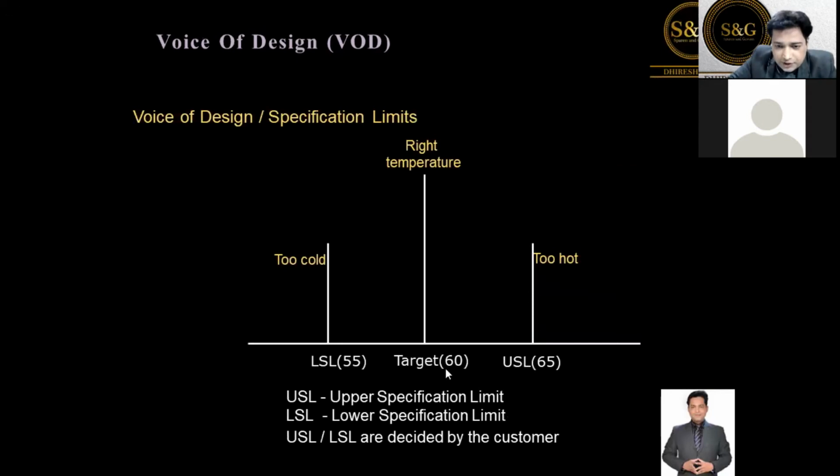Now, if 60 degrees is the exact target which is acceptable by the customer, we give minus 5, which is 55 degrees centigrade, and plus 5, which is 65 degrees centigrade, as a specification limit. So what is our goal? The goal is to hit every product delivered to the customer so that the cup of tea falls between 55 and 65. If it does not fall between 55 and 65, it is called a defect, and that will cause customer dissatisfaction. Okay, clear? Is it clear till here?